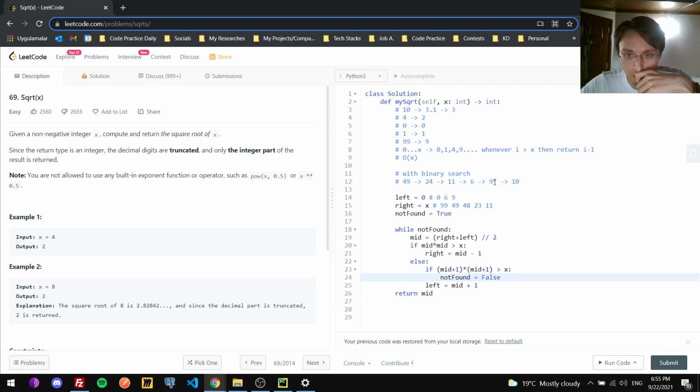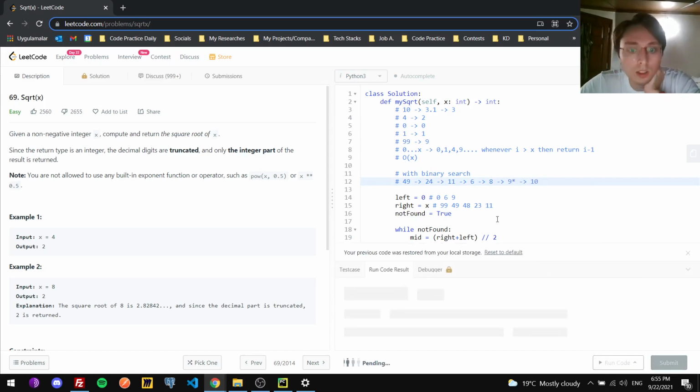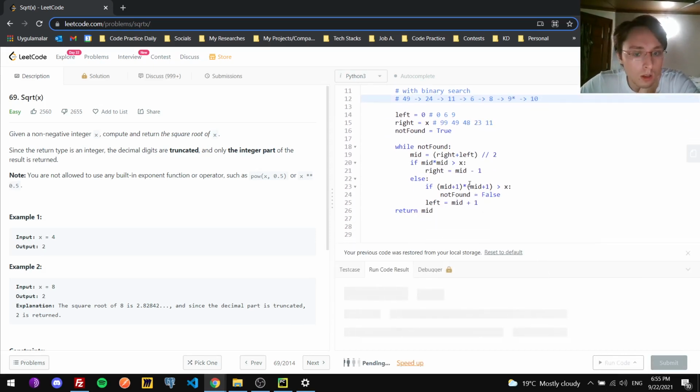But the only problem here is that, let me see, we found 6. This is 8, and then when it is 8 plus 11 will be 19, and then I make it 9, and then it is 10. So I think this should work. Let's see.